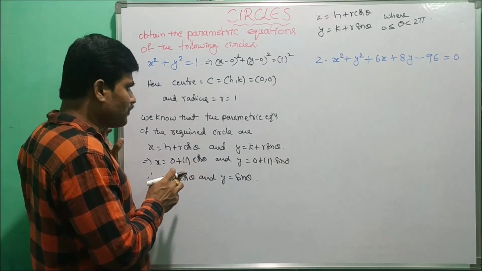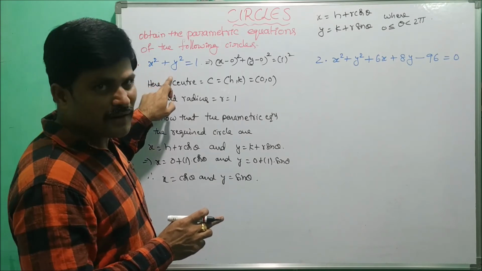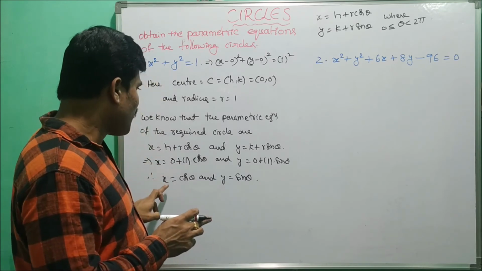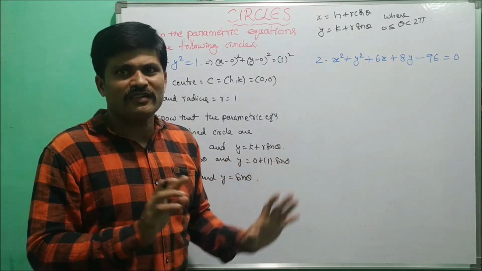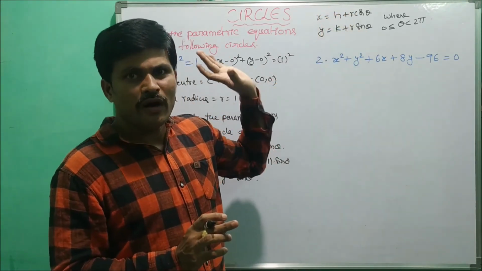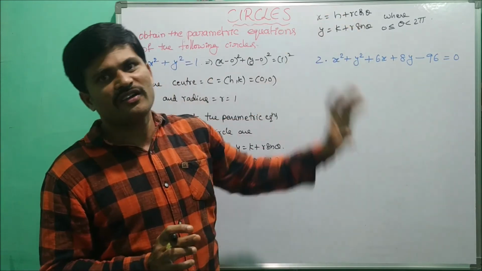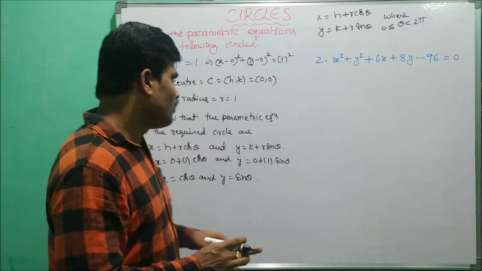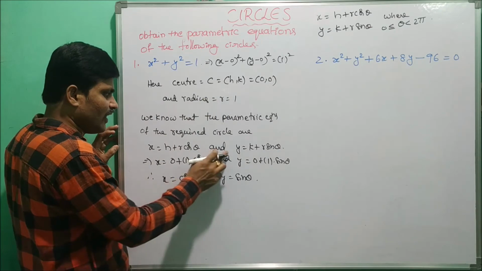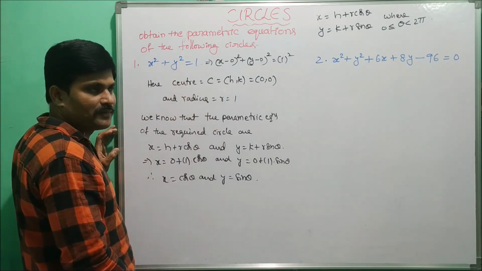In that, we have to observe that when the given circle has the center 0, 0, directly we take x equal to r cos theta, y equal to r sin theta. In such a given equation, the center is always the origin 0, 0. Directly we take x equal to r cos theta, y equal to r sin theta, where r is the radius. So using these equations, we substitute h and k and we get the values of x and y. So these are the parametric equations.